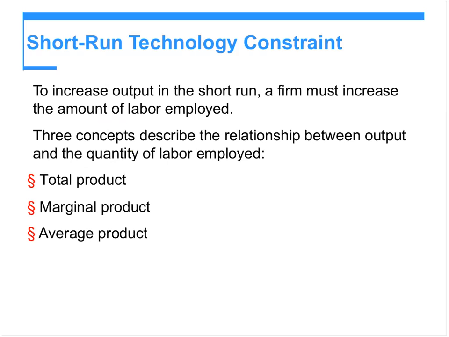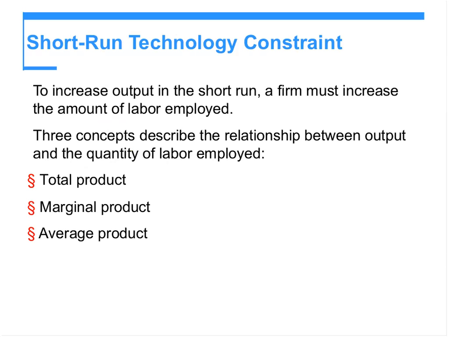So, short-run technology constraints. To increase output in the short run, a firm must increase the amount of labor employed. This is how you can increase your output. The only way to have a better result in the short run is by increasing the amount of labor employed. If you add labor, most probably you're going to have a better output.